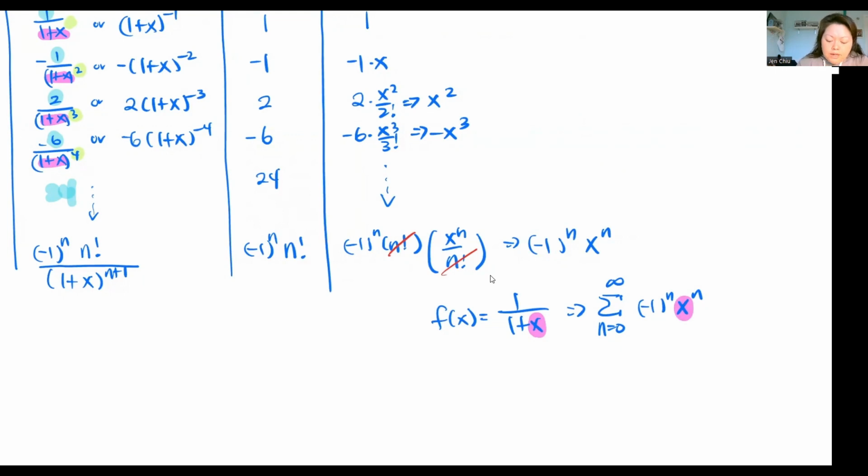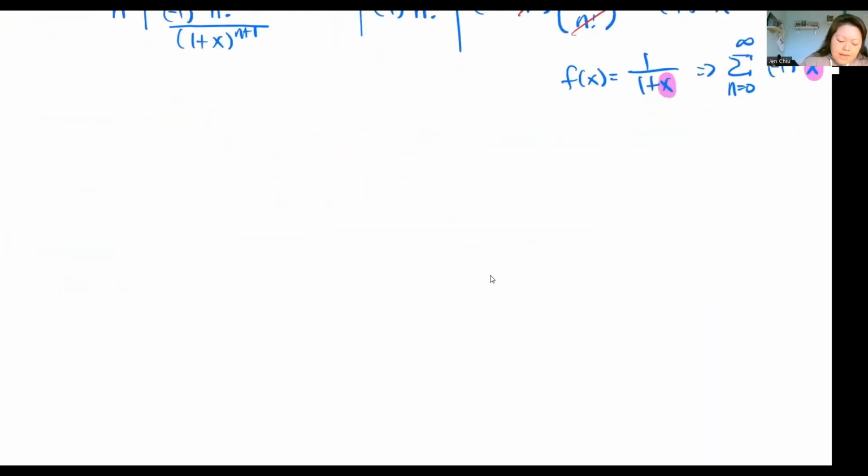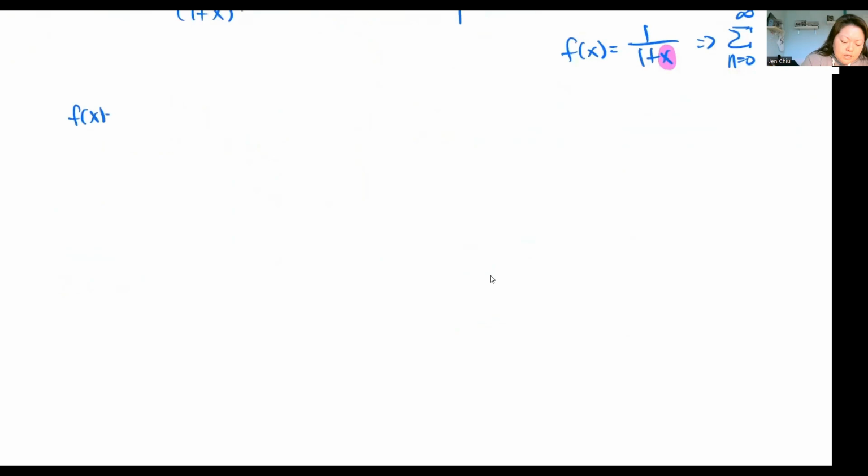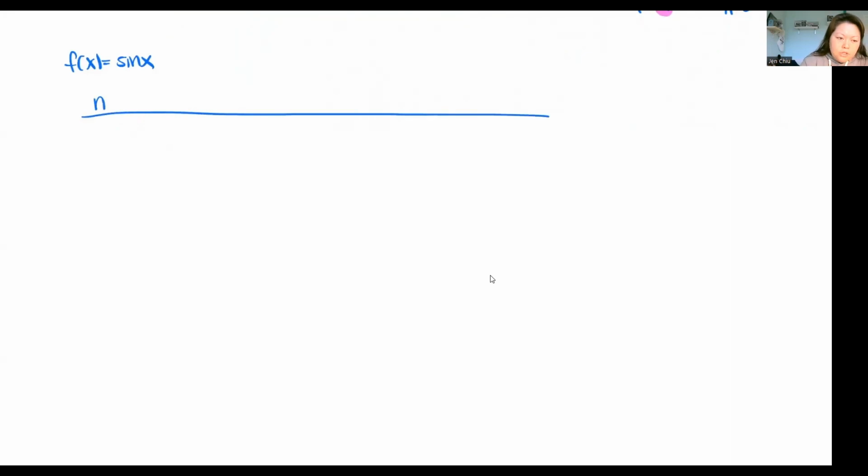All right, last one is a function of sine. So you have f of x equals sine of x. So this one has a little bit more work. So what I'm saying is when you're making your chart, make it a little bit bigger. 1, 2, 3, 4, 5. It does take a little bit more on this one to see the pattern, okay?